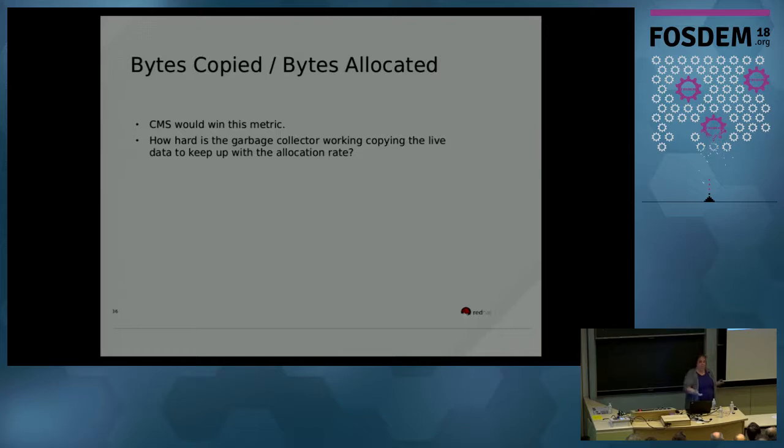And the thing that's interesting about this is everybody poo-poos CMS. CMS wins on this one, right? Because the old generation stuff doesn't get copied. So in terms of bytes copied per bytes allocated, it does really well until it hits the fragmentation problem and falls off. But if you're running in a container and you can just shoot it and start it up again, you don't care about fragmentation. So there are some cases where this is an interesting metric.